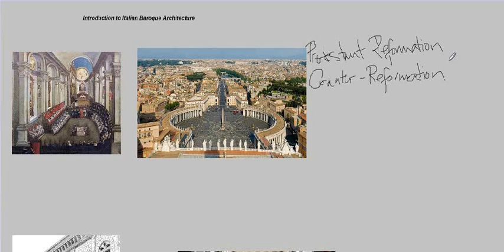Now, the Counter-Reformation really began in the mid-16th century with the Council of Trent. And you actually see an artist's rendering of the Council of Trent on the left over here. That was just a meeting of church leaders where they got together and said, well, hey, what do we do about this threat of the Protestant Reformation? And on the right here is a view of the Vatican, which of course is the heart of the Catholic Church in Italy.